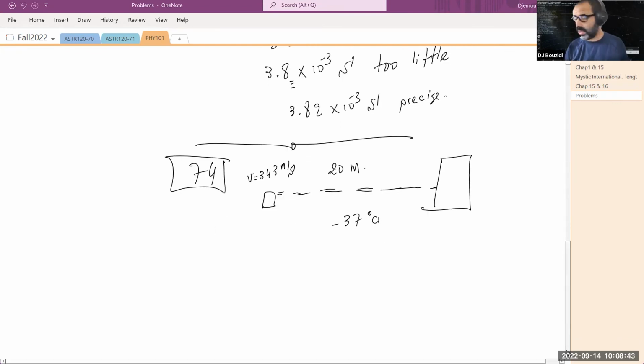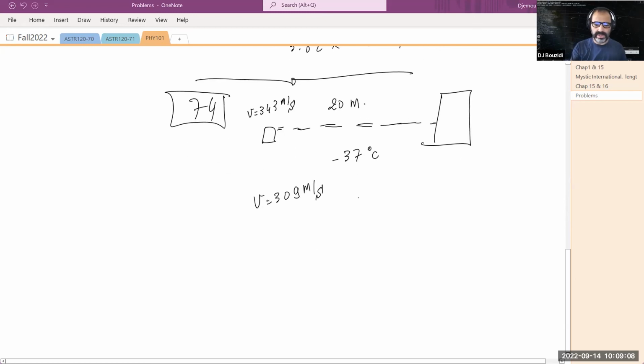And now the velocity of sound actually should have been 309 meters per second, because the speed of sound depends on the temperature also. So the question is, how far is actually the building? Because your device is telling you it's 20 meters, so the distance is not really 20 meters. So here is the question. Let's say, for example, the distance is some unknown distance, okay?